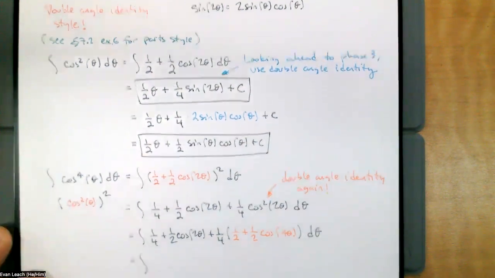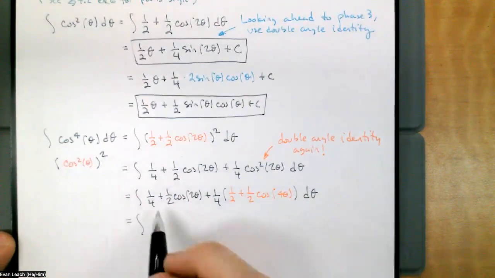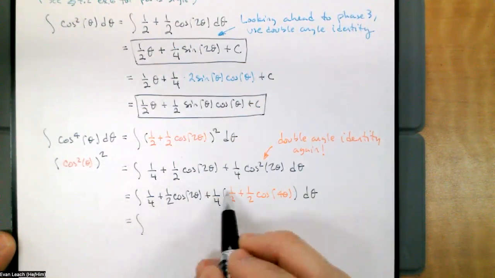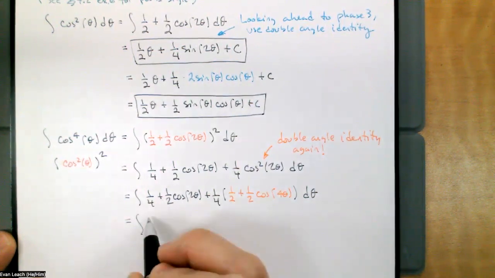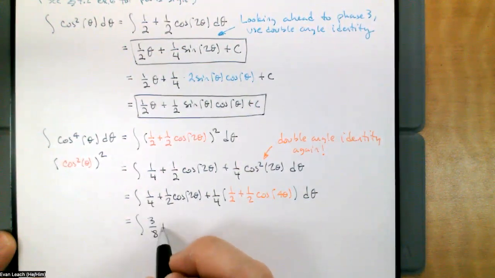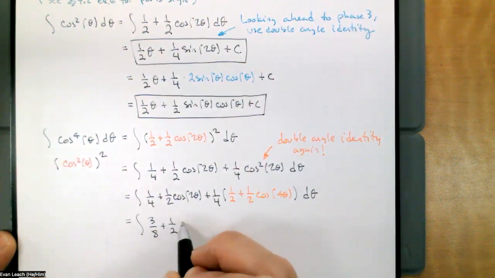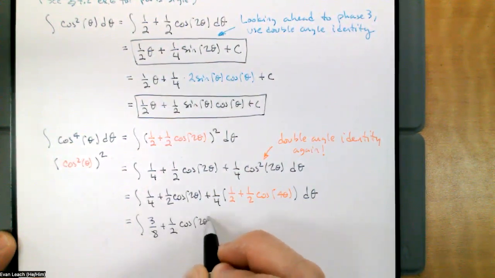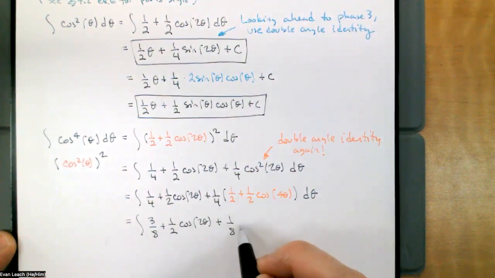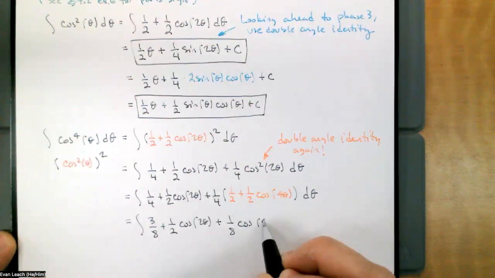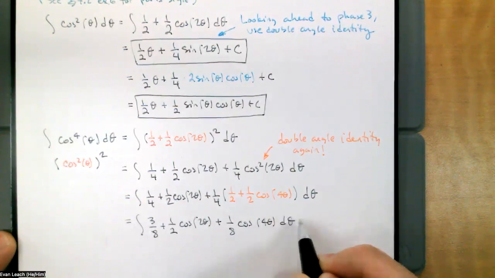So we've got two fractions running around here. We got this 1/4, we got two constants, the 1/4 and then this 1/8 right here. So 2/8 plus 1/8 is 3/8. And then I got a 1/2 cosine of 2 theta plus a fourth of a half, or 1/8, of a cosine of 4 theta, d theta.